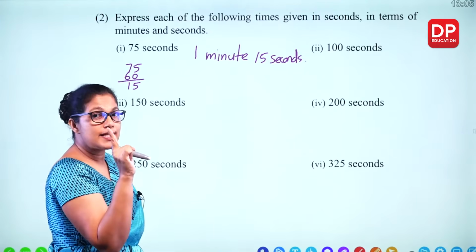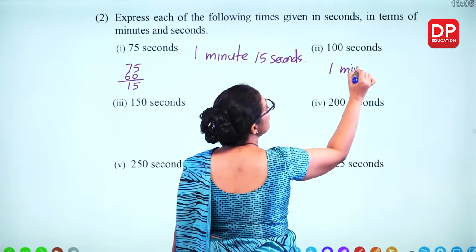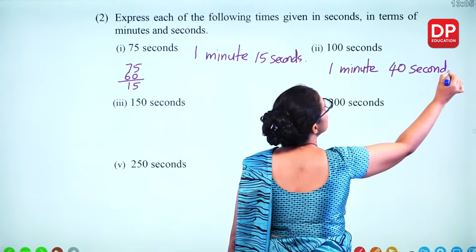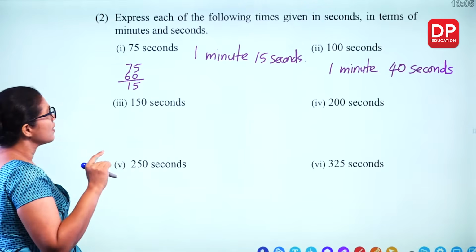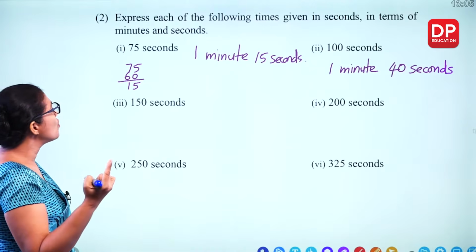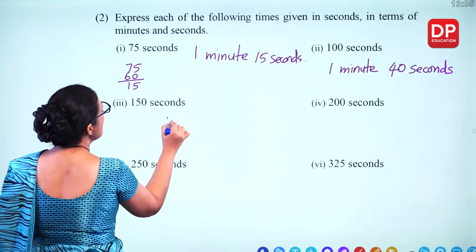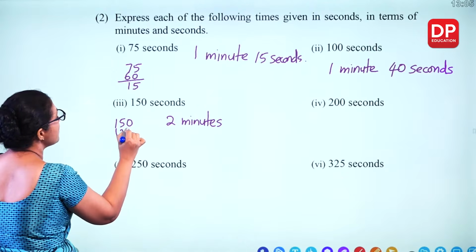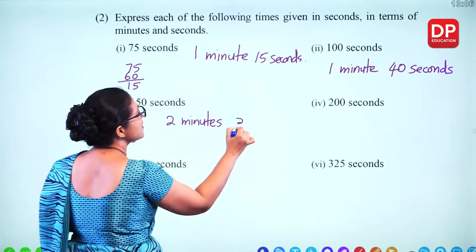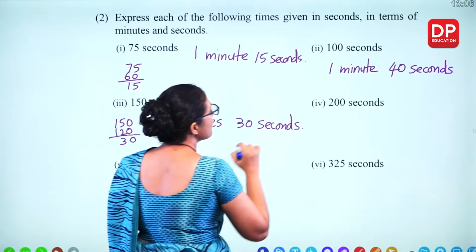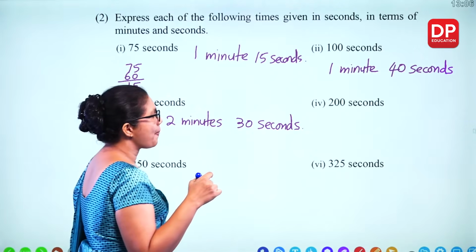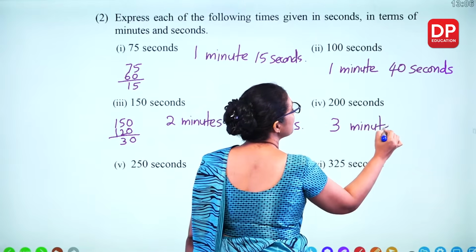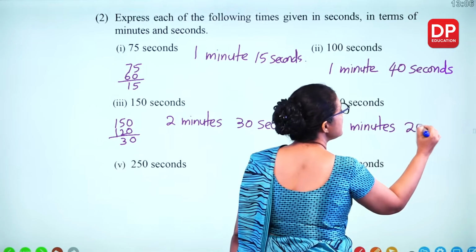100. So we can take 1 minute out from that. When you subtract 60 from 100, you get 40 seconds. 150. 60 times 2 is 120. So that means 2 minutes. 150 minus 120, you get 30 seconds. 200 seconds. How many 60s are there? 60 times 3, 180. So 3 minutes. Subtract 180, you get 20 seconds.